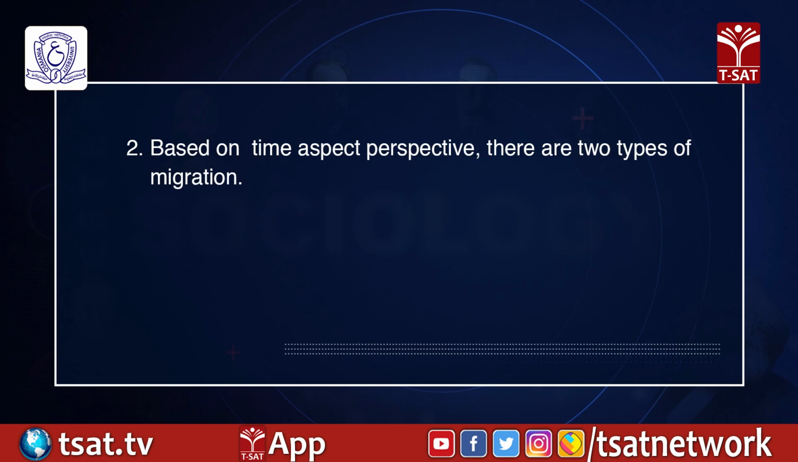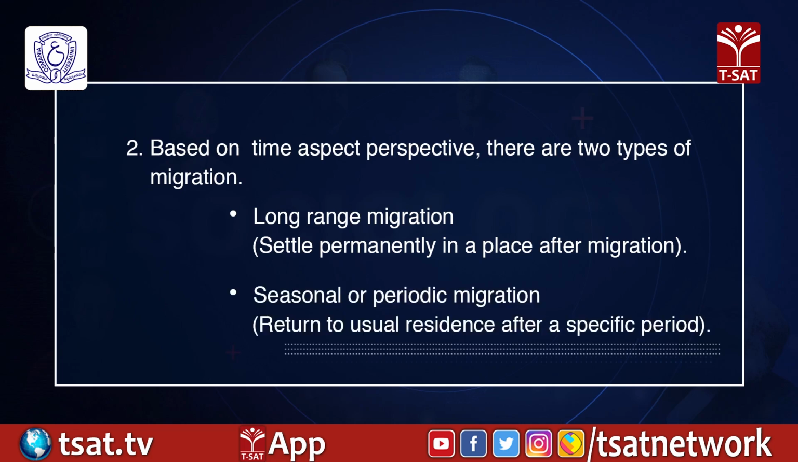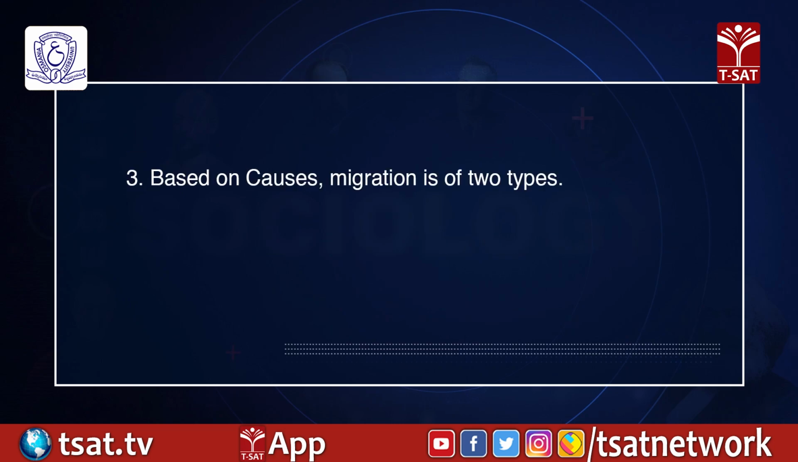Based on the time perspective, there are two types of migration. It is long range migration, where people settle permanently in a place after migration, and seasonal or periodic migration, where people return to their usual residence after a specific period of time. Based on the causes, migration can be classified into two types.